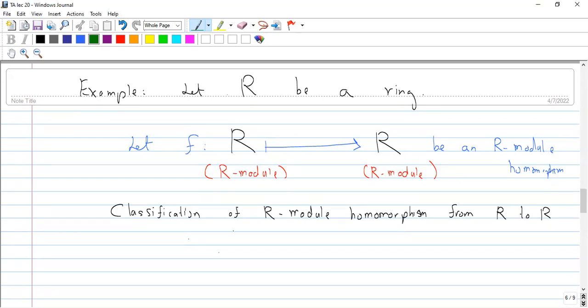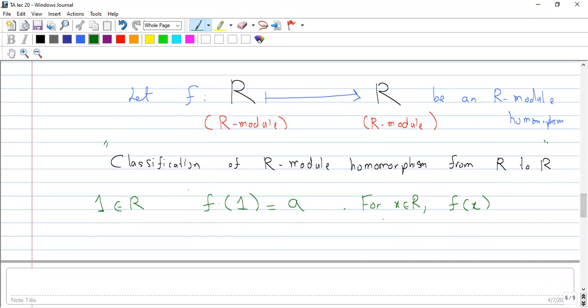Okay, so we want to classify these. Since one is an element of R, f of one का भी कोई ना कोई image होगा, because one is an element of R. So assume that f of one is equal to a. Now if the image of one is equal to a, then for x in R, what do you think, what is the image of x? हम image of x कैसे निकाल सकते हैं? So is it equal to ax?